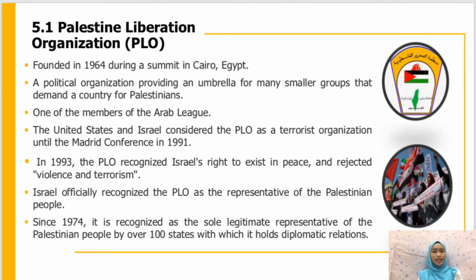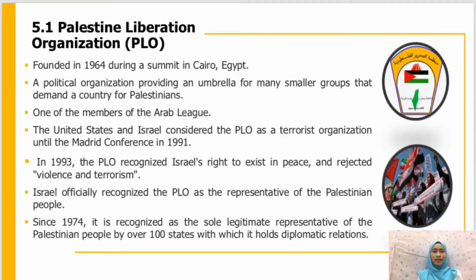The first organization, which is also a member of the Arab League, is the Palestine Liberation Organization (PLO). The Palestine Liberation Organization is a political organization providing an umbrella for many smaller groups that demand a country for Palestinians, the people living in the land used to create the state of Israel. This organization was founded in 1964 during a summit in Cairo, Egypt.